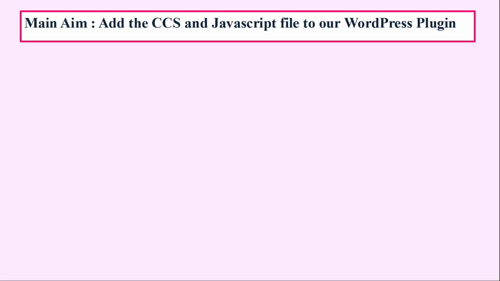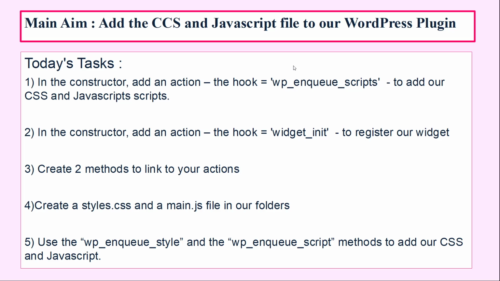So in this video, the main aim is to add the CSS and JavaScript files to our code. So to do this, our tasks today are adding a number of actions using these hooks to add our CSS and JavaScript code. We're going to be adding an action to register our widget. We're going to be linking these actions to methods, and then we're going to be creating a CSS and a JavaScript file in our folders. We're not going to be writing anything in them in this video. We're just going to make sure that it's linked all together. So these are the 5 tasks.